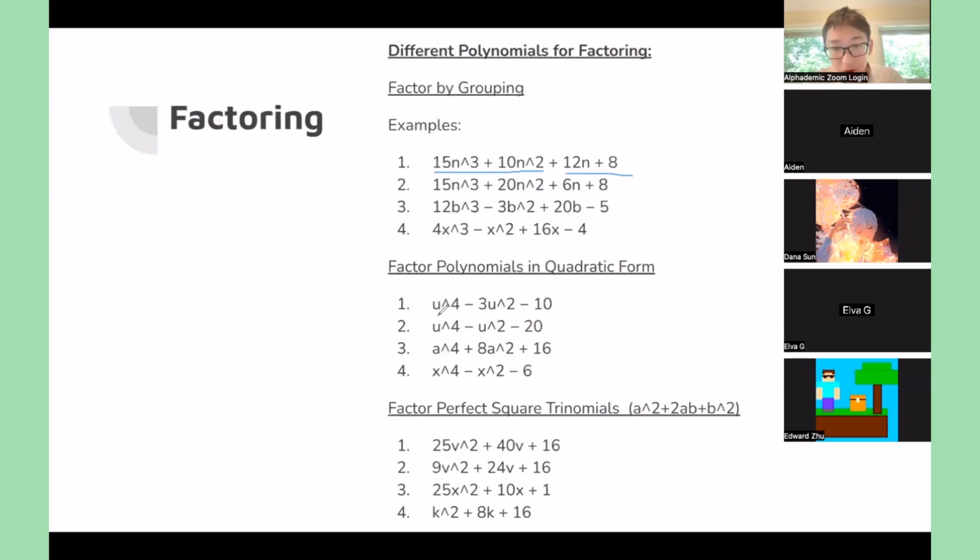For factoring polynomials in quadratic form, when you see something like this, you would have to set u squared equals x.